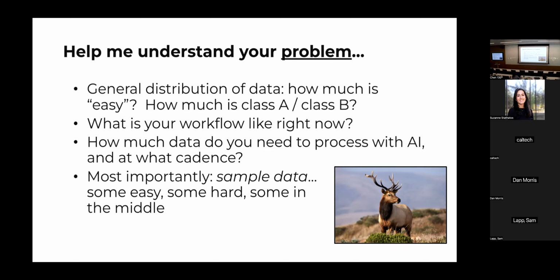So always really try to get an understanding of the distribution of the data. How much of it is really easy? How much of it is the classes you're trying to find? If somebody says, hey, can you help me find wells in satellite imagery, and they show me a picture of a well in satellite imagery, I want to ask a question like, how big is the area you want to search for those wells, and how many wells are there in that area?